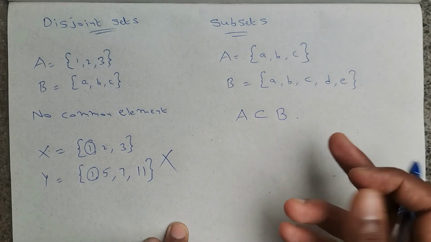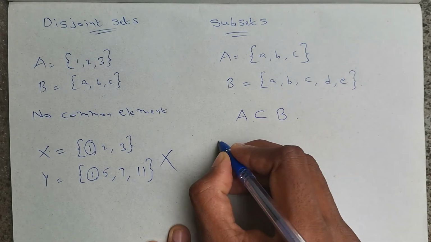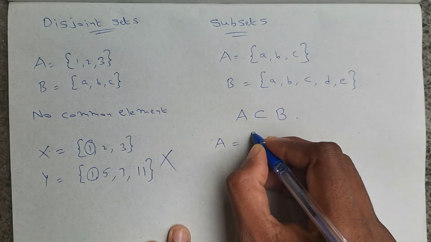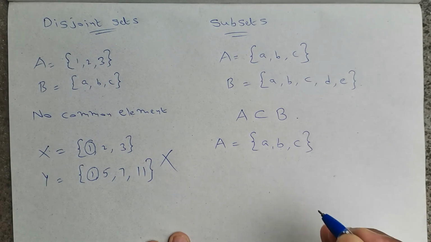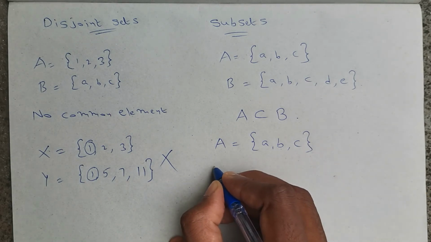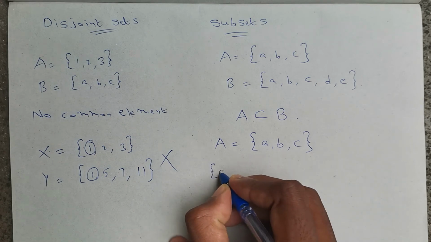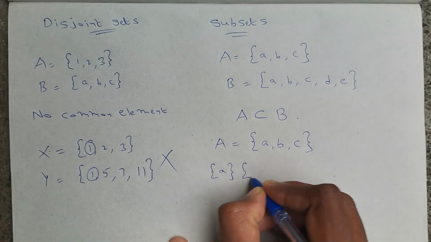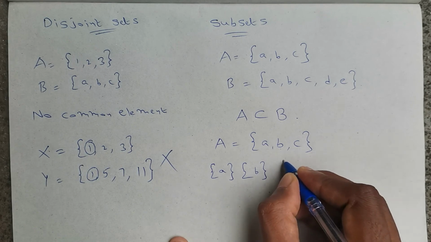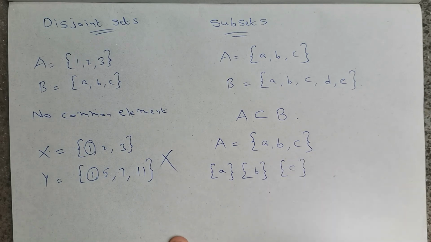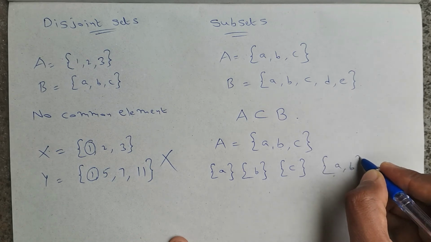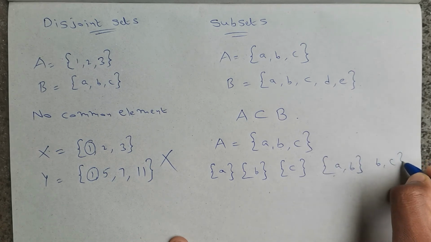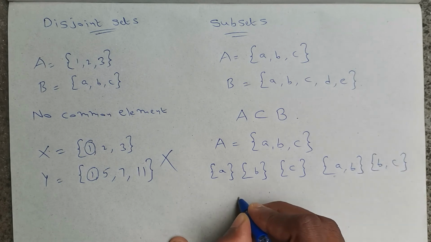Then how will we write the number of subsets? For example, if we have a set {a, b, c}, then we need to write all the subsets list. First write one element at a time: element a alone, then element b alone, element c alone. Now two elements together: a, b together, then b, c together, a, c together.